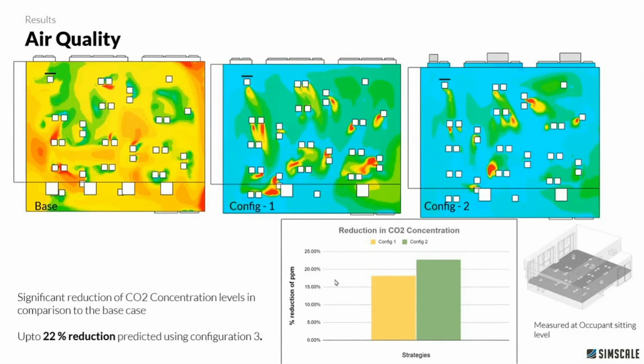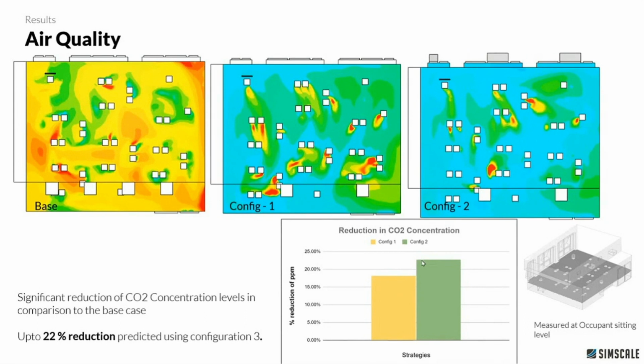So as we have already discussed, we have the base case where the concentrations are quite higher near the corners, and also as an average, we have higher concentration levels of CO2 at the sitting level. And by using configurations 1 and 2, we have drastically reduced the amount of concentration within this room. What's good is that we can also see the amount in numbers, or the percentage of reduction in CO2 level. So when compared to the base case, configuration 1 is about 18% better in removal of CO2 from the room. And from configuration 1 to 2, you can already see a 4% increase in the removal of CO2.